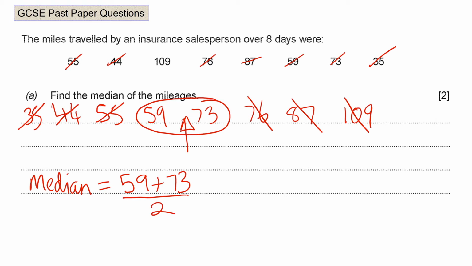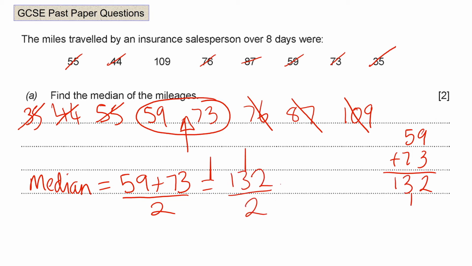Okay, now some of you will be able to do that in your head. For some of you, use a tower sum to add these 2 numbers together, and that'll give you 132 divided by 2. Okay, again, for some of you, you'll be able to divide that by 2 in your head. Some of you are going to use a bus stop. So how many 2's going to 1? None. Carry the 1. How many 2's going to 13? That's going to be 6. Remainder 1. And then how many 2's going to 12? That's going to be 6. So the median of the mileages is 66.